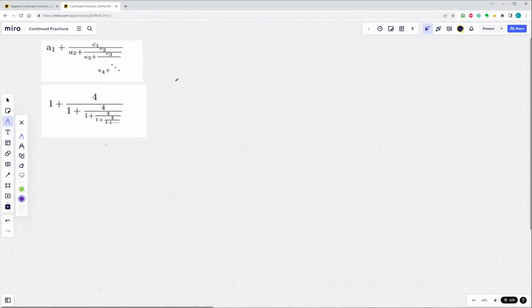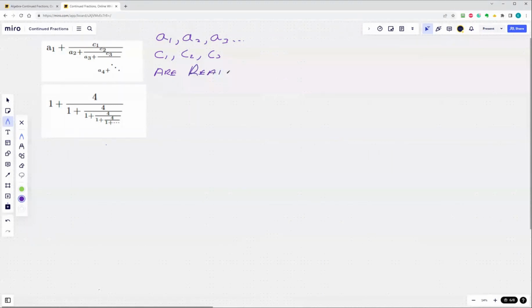In this video, I'm going to be discussing continued fractions, an expression that takes this form, where we have a1 plus c1 over a2 plus c2 over a3, and this continues. Okay, so a1, a2, a3, etc. are, and also c1, c2, and c3 are real or complex numbers.